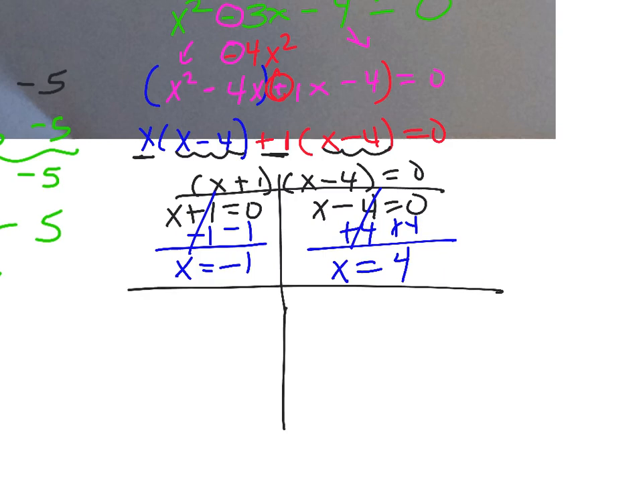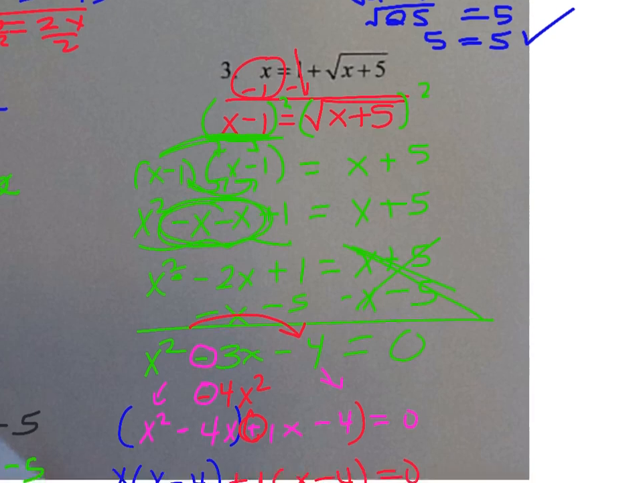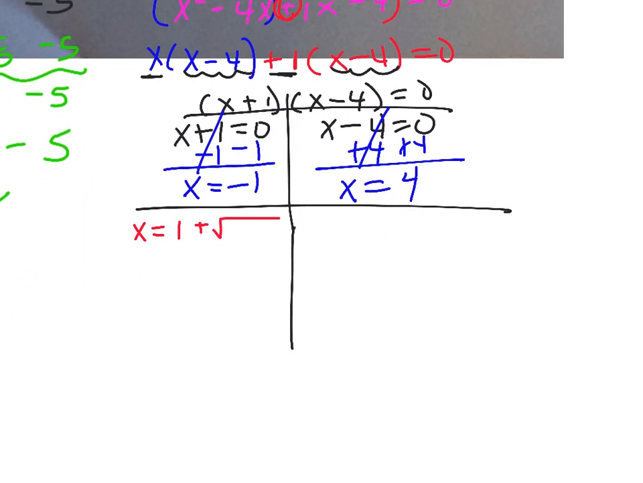All right, so write down the original problem. The original problem is x equals 1 plus the square root of, hold on, I've got to go back and look, x plus 5. Write that on both sides because we have to check both sides. I'm going to start with the one on the right only because I know that one actually works. So let's check the one on the right here. Plug in 4 for x.